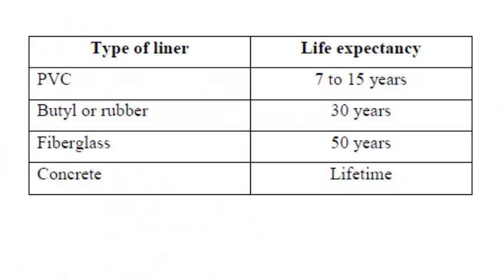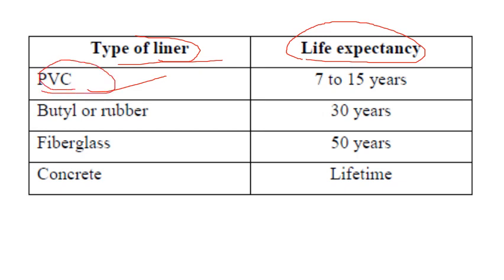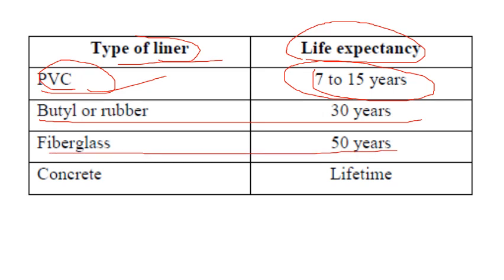Not only filter, we must require liner also. So here you can see types of liner and life expectancy of that liner. Here PVC means polyvinyl chloride, that PVC pipe you may have listened. So it is around 7 to 15 years life expectancy. Butyl or rubber is 30 years, fiberglass 50 years, concrete lifetime. Obviously concrete should be lifetime.